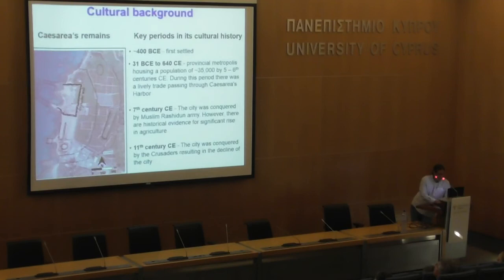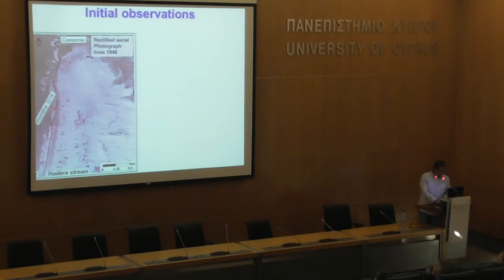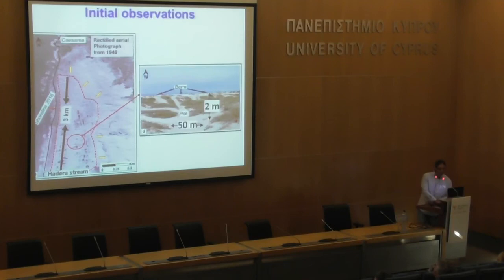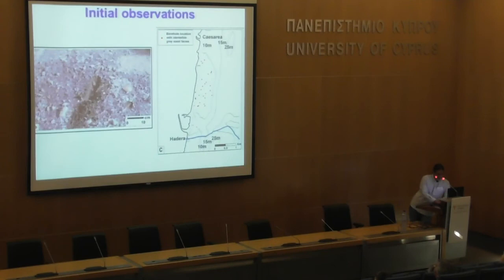There is a very interesting morphology seen in this area, as you can see in this rectified aerial photograph from 1946, before the area was settled, between Caesarea and Hadera stream. It consists of 2-meter-high berms which confined an area of 50 by 50 meters lower plots. Underneath the sand sediments of the surface, a gray sand facies is identified. It is littered with glass remains and also ceramics.